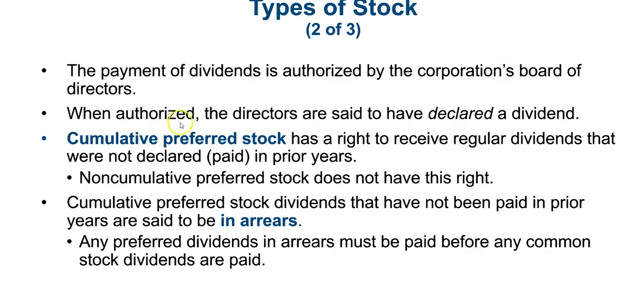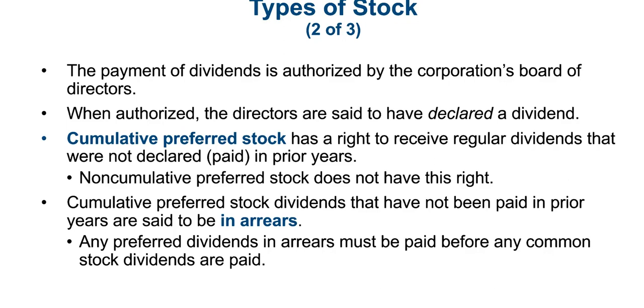Okay, cumulative preferred stock. There are three things that need to happen in order to pay out dividends. You need a date of declaration, a date of record, and a date of payment. So I declare I'm going to give out dividends. The directors have to do that. Then they set a date of record, so whoever owns the stock at close of business that day is who's going to get the dividends.